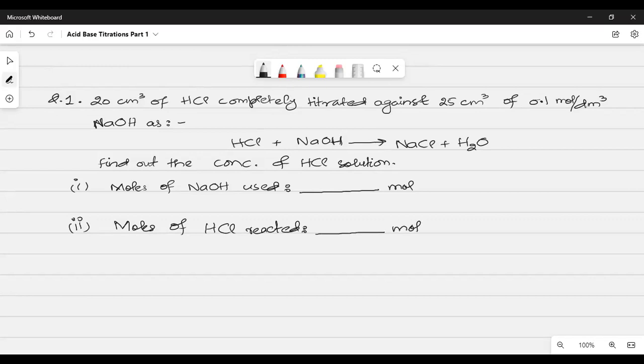And I hope you remember from a previous practice that the first step is usually the formula step, the second step is usually the ratio step, and the third step is usually the formula step again. So that is in mole per decimeter cube units.